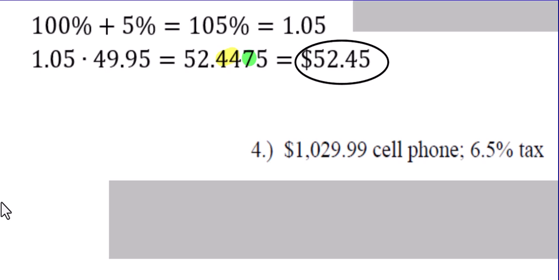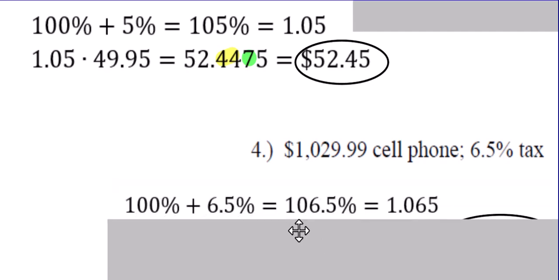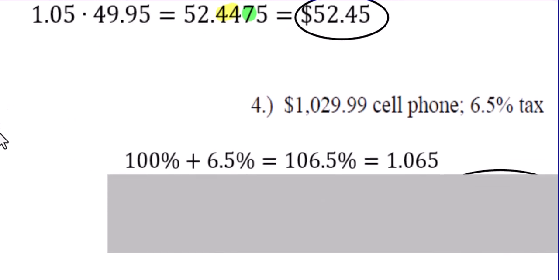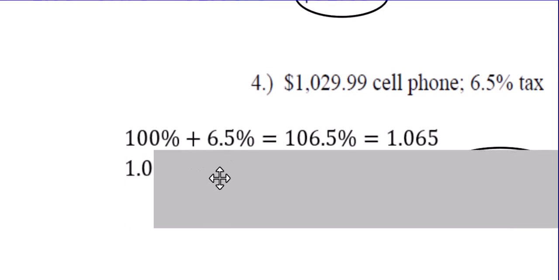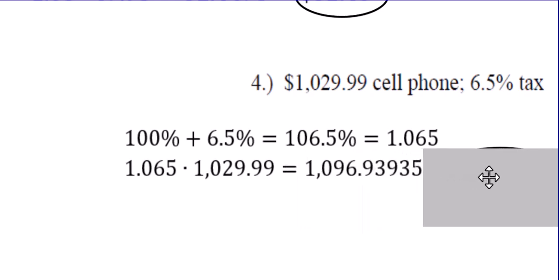And our final example here, $1,029.99 cell phone. I did update this one, so it's a little bit more reasonable to prices today. 6.5% tax, so 100 plus 6.5 is going to be 106.5%, which is 1.065. All right, we'll take 1.065 times $1,029.99. For our decimal, we end up getting 1,096.939. The rest of the digits don't really matter.